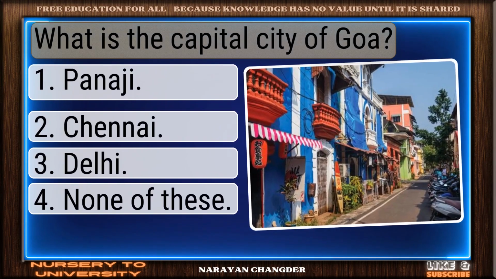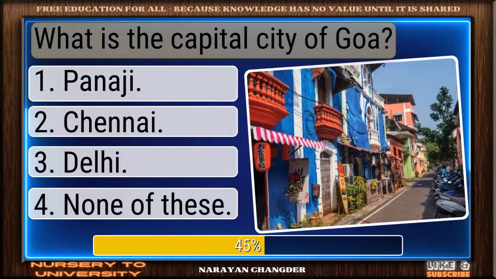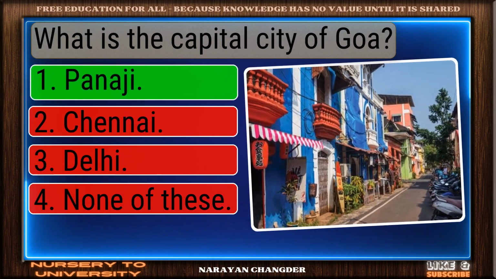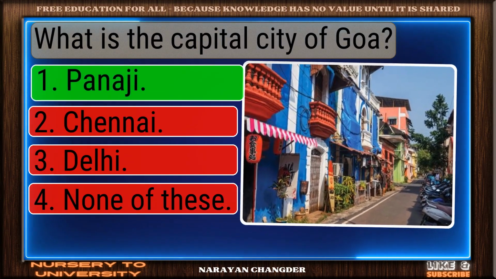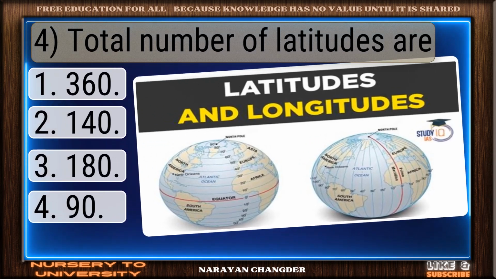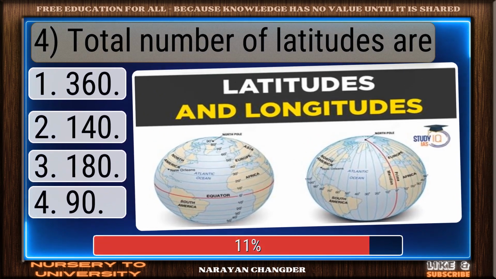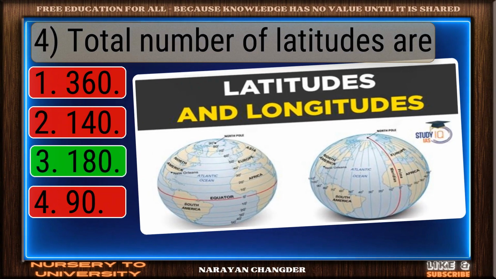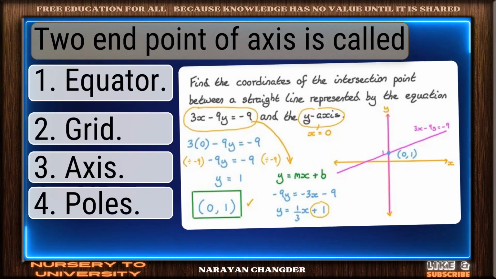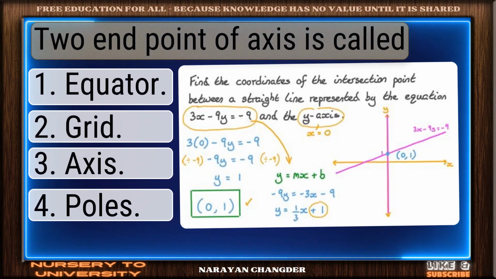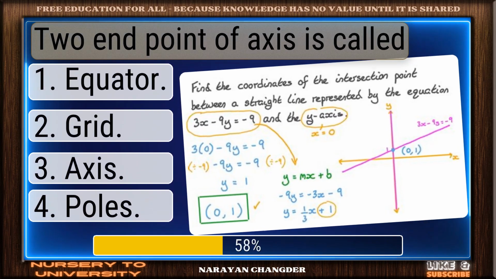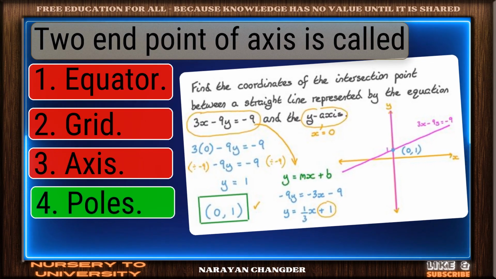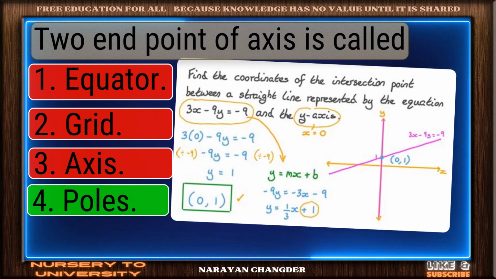What is the capital city of Goa? Bravo. Panaji is the answer. The total number of latitudes are? Excellent. 180 is a brilliant choice. Two end points of the axis are called? You chose poles, and it is correct.